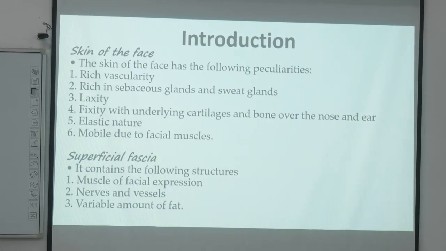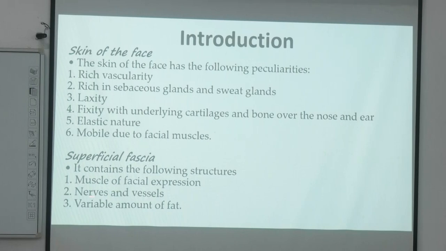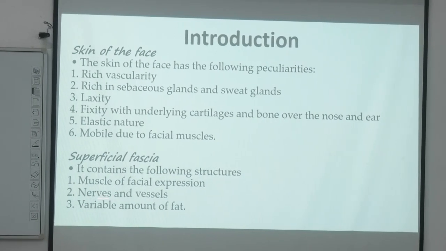So skin. What are the peculiarities of the skin of the face? The skin of the face is rich in sebaceous glands and sweat glands, with laxity, and fixity to the underlying cartilages over the ear and nose. Now, the superficial fascia contains these structures: muscles of facial expression, nerves and vessels, and a variable amount of fat. All these are lying in the superficial fascia. Okay. Next.